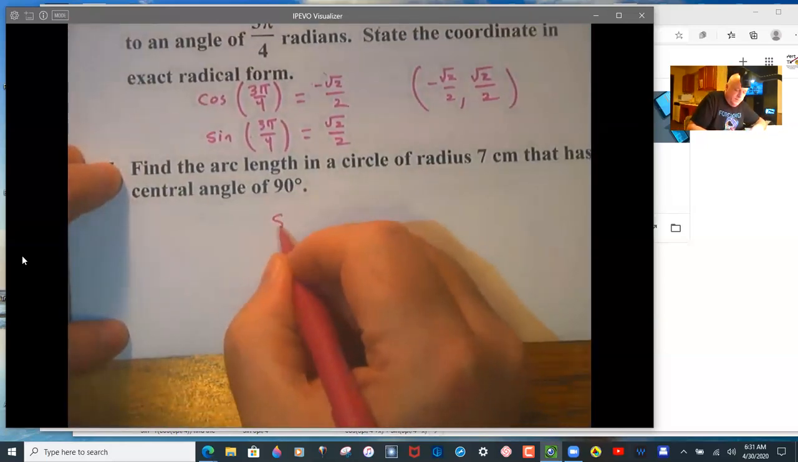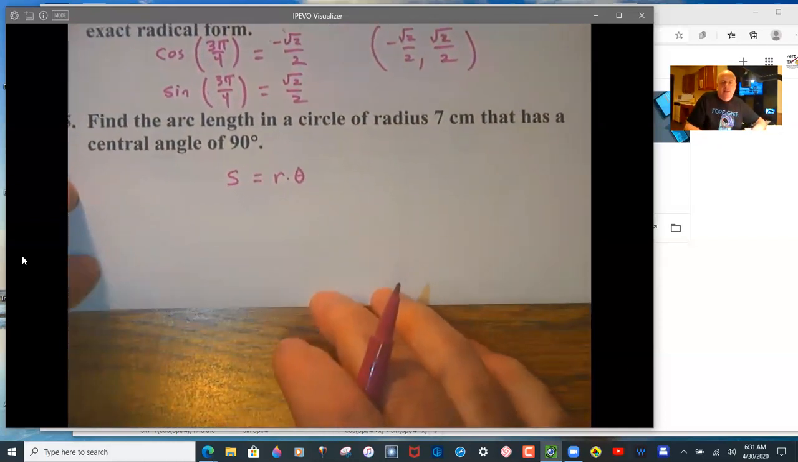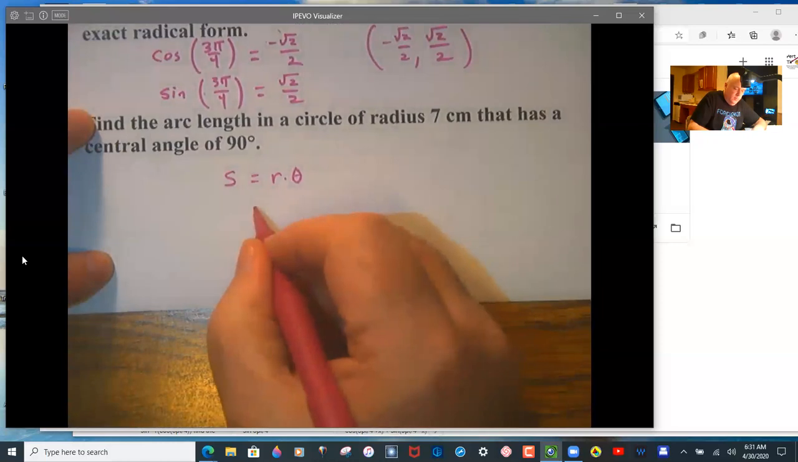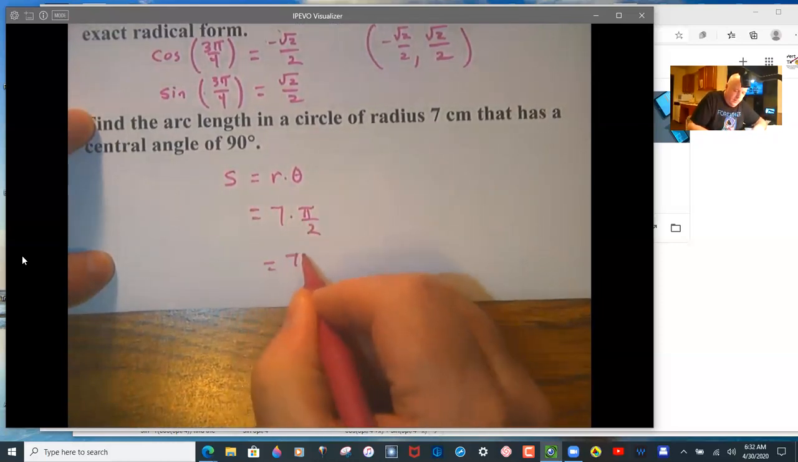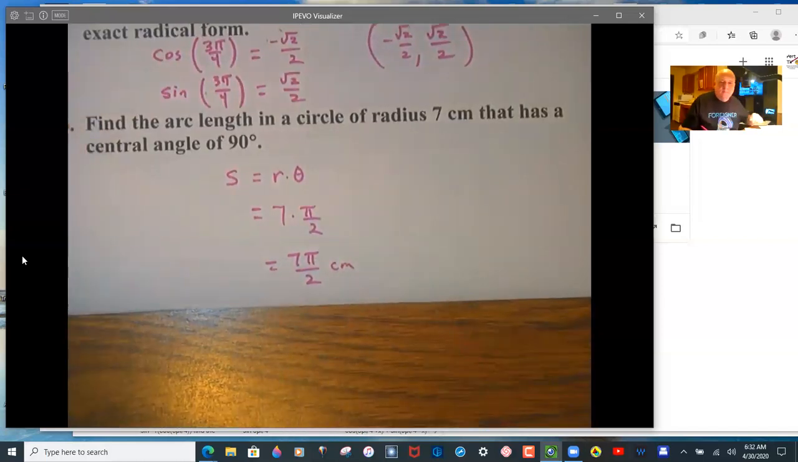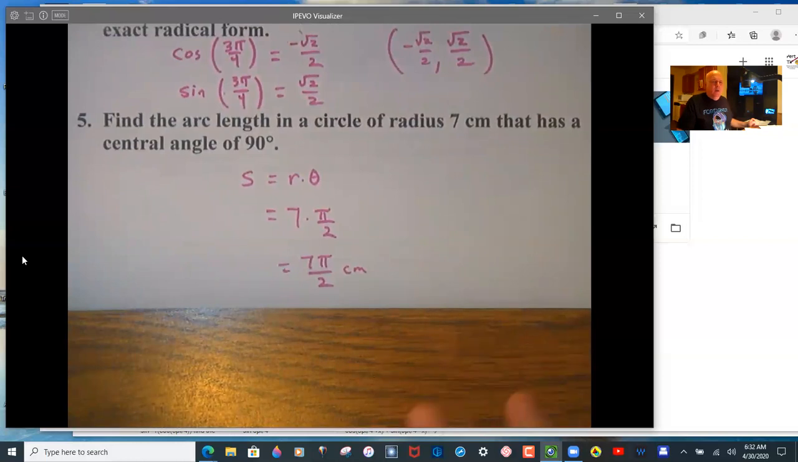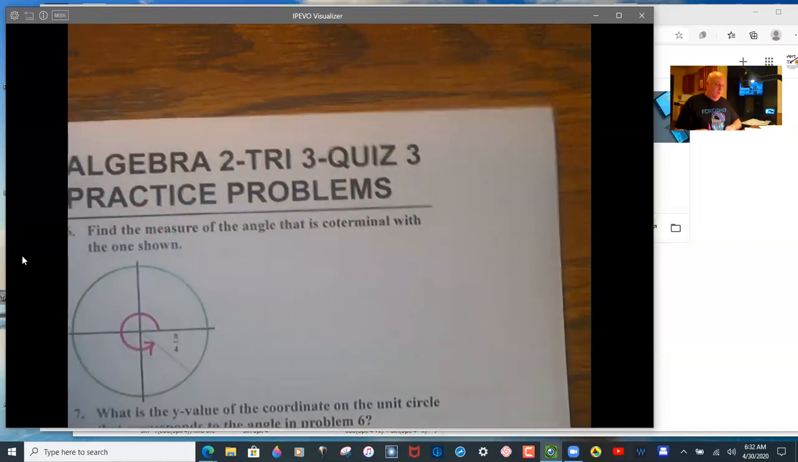Number 5, find the arc length. So let's use this again with the knowledge that 90 is pi over 2. So 7 pi over 2 centimeters. It's just good to always think of arc length as a radian measure because that's what it is, and to always use radians so there's not a confusion there.